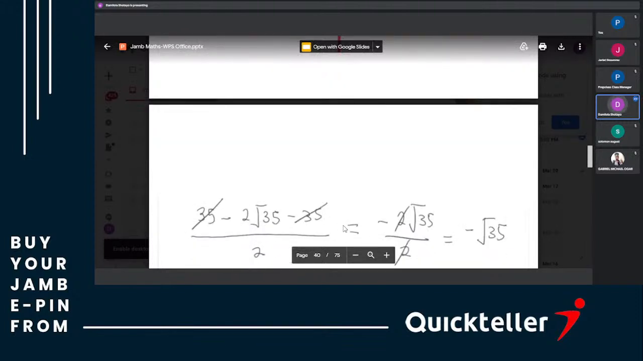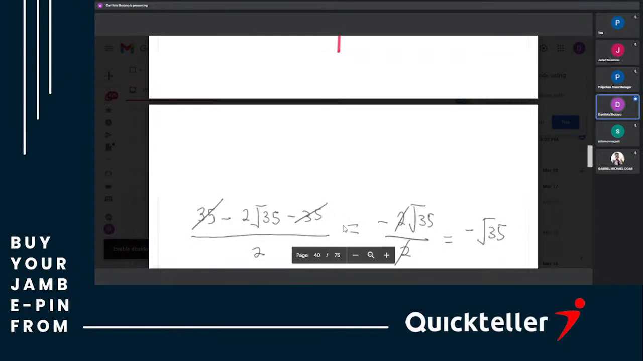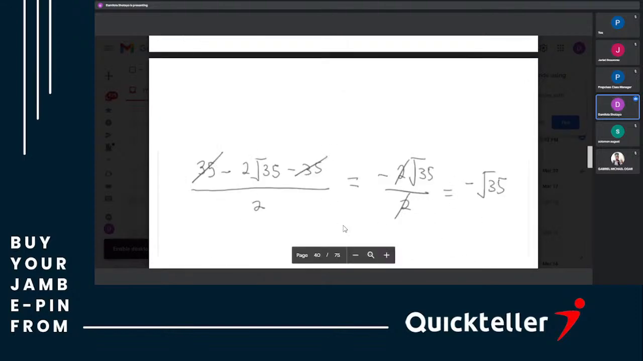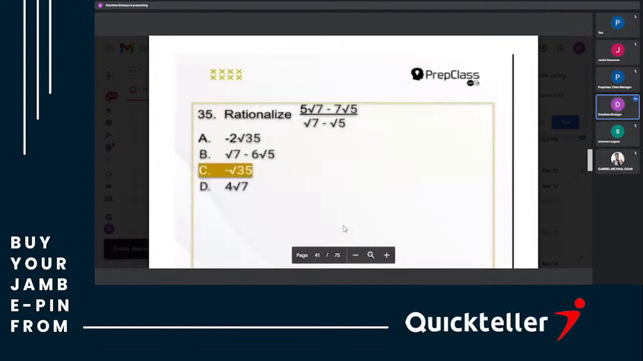So 35 minus 35 will cancel. That will give me 0. So I'm left with, and the one below is 7 minus 5. That's 2. I'm left with minus 2 root 35 over 2. I'm left with what? Minus 35 as answer. That is my answer for that question.